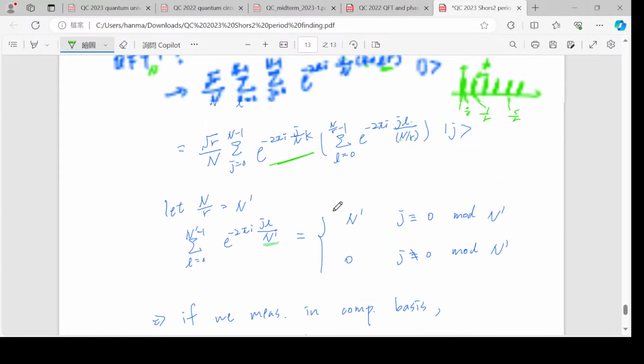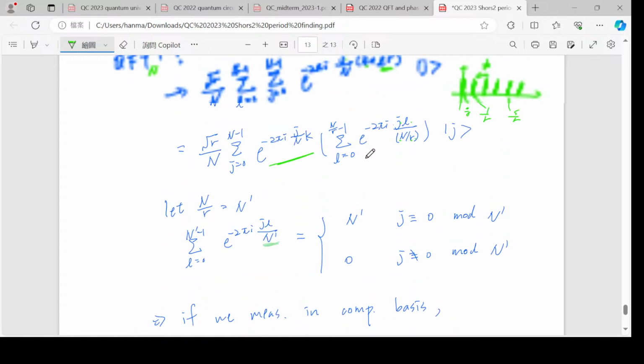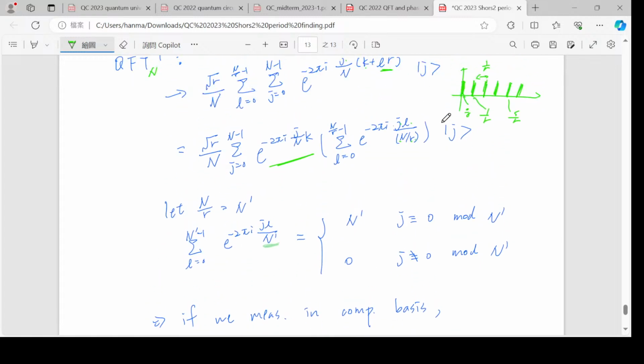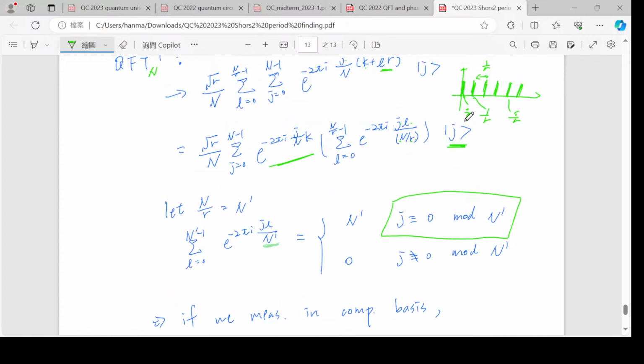And so now we see that this coefficient is non-zero only when this thing happens. So j equals 0 mod n prime, so j is an integer multiple of n prime. Okay. And so what happens with measuring j?